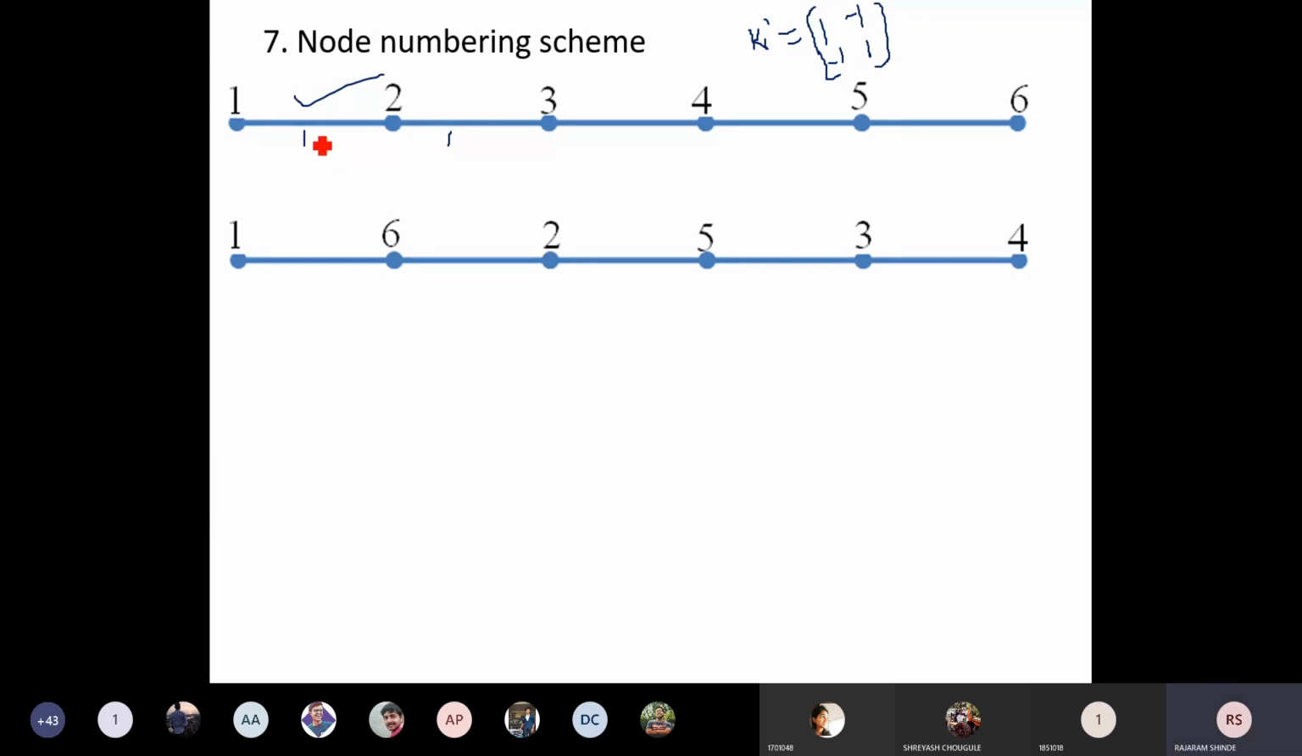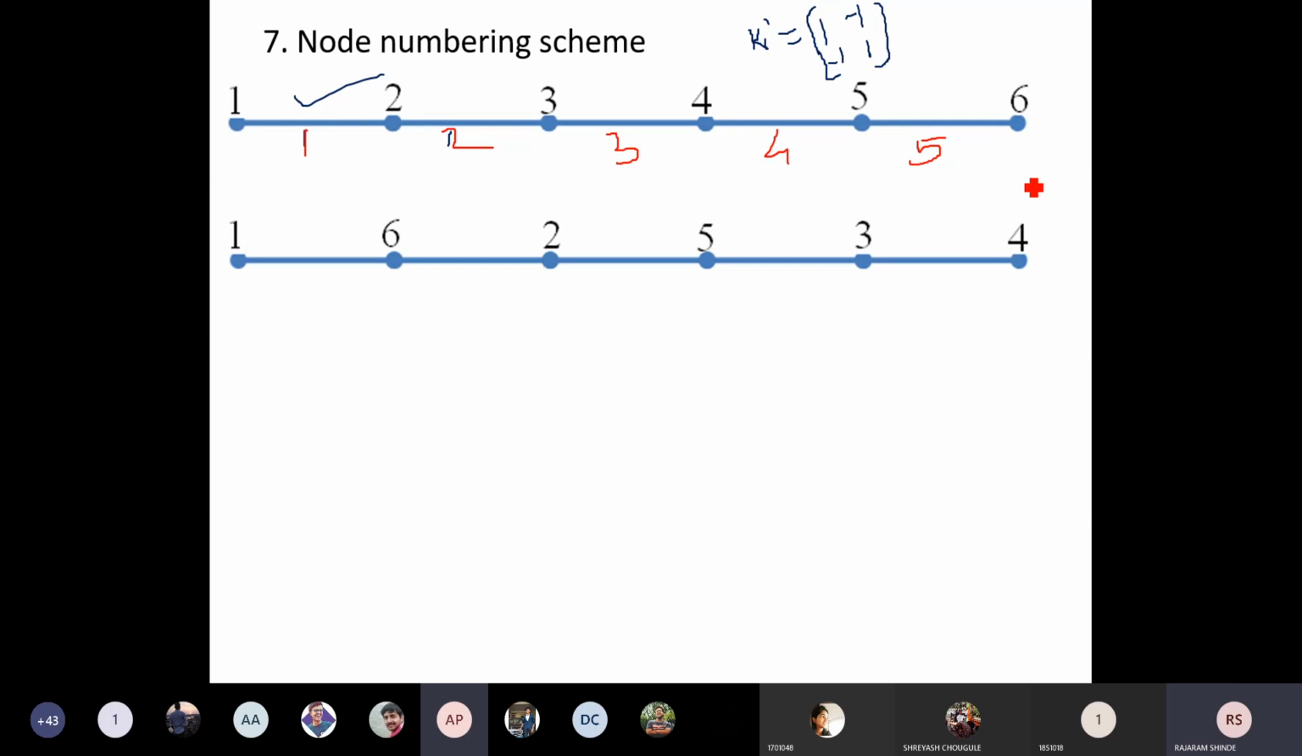This is your element number 1, this is your element number 2, 3, 4, 5. 5 elements are there, and degrees of freedom per node is 1. Okay, before going to that, you tell me what is the size of the stiffness matrix for this. What is the size of the stiffness matrix?